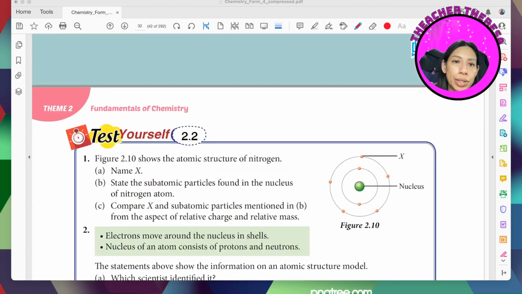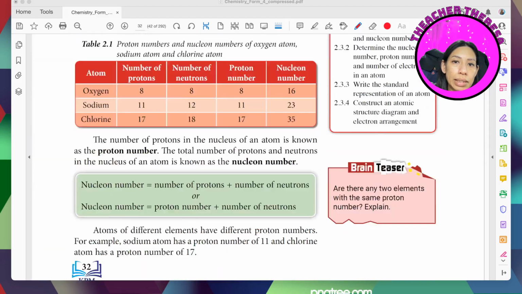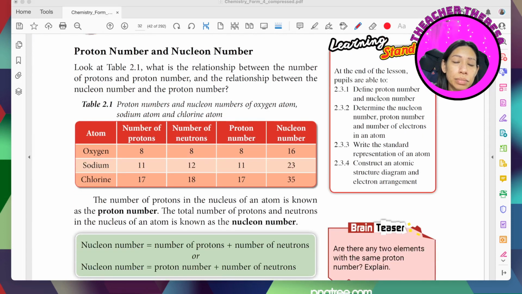Now, when we talk about the atom, the first part is that there are many elements existing around us. How do you differentiate each and every element? It is by the proton number. Proton number is different for different elements. You need to know that the proton number is different for every element. So there are no two elements with the same proton number.